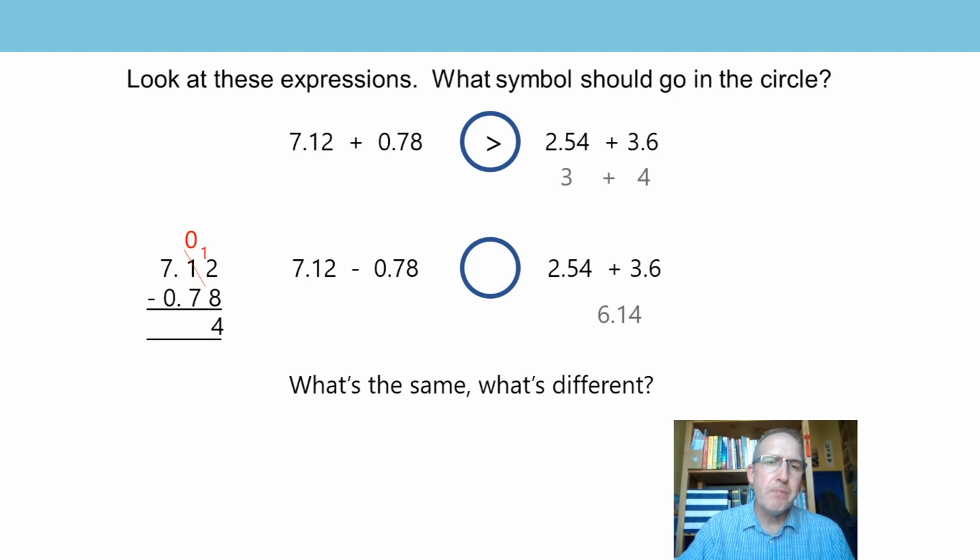Then in the tenths column, 0 subtract 7. We can't do that either. We're going to have to regroup those 7 wholes. So we'll regroup the 7 ones into 6 ones and 10 tenths. Now we've got 10 tenths subtract 7 tenths is 3 tenths. And then in the ones column, 6 subtract 0 is 6. So 6.34. 6.34 is just a little bit greater than 6.14, isn't it? So we need a greater than symbol in our circle. Is that what you got? Well done if you did.